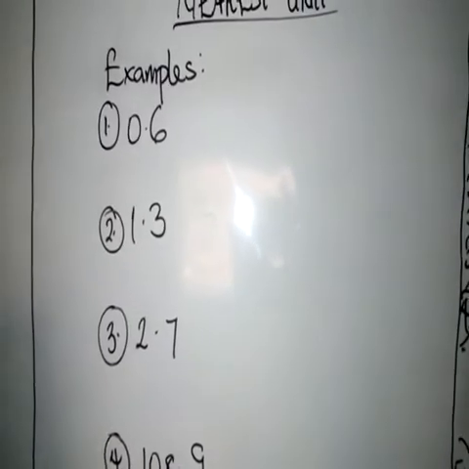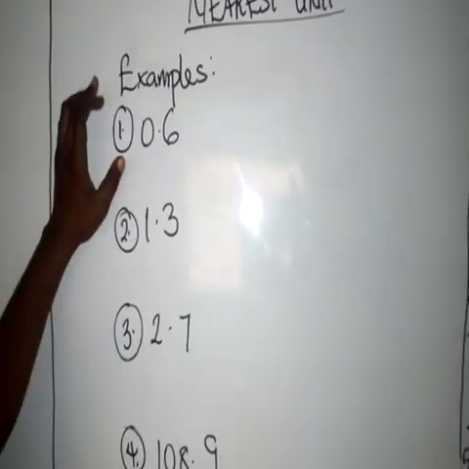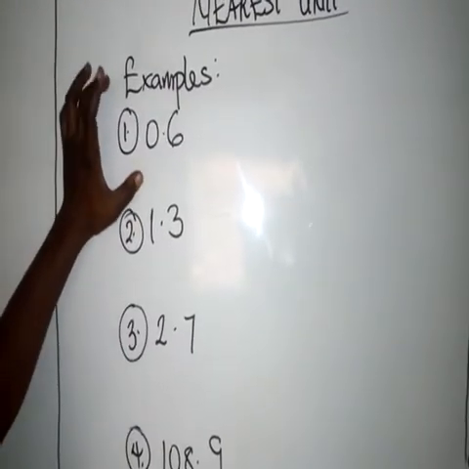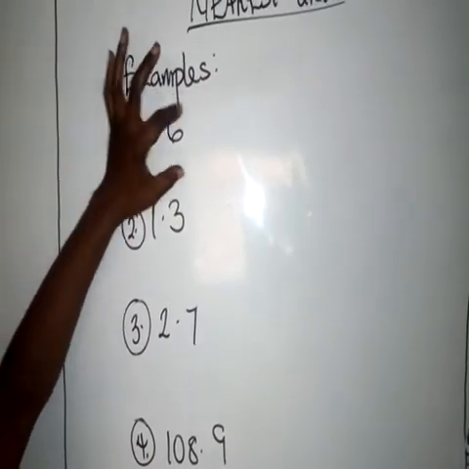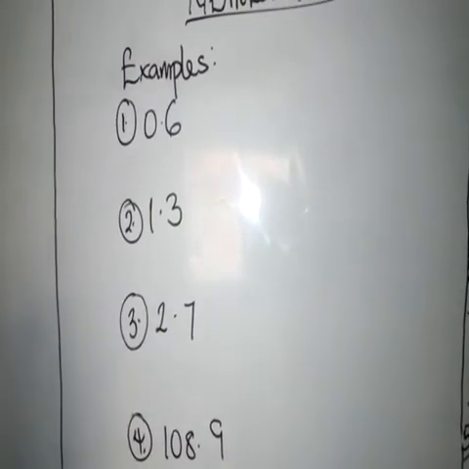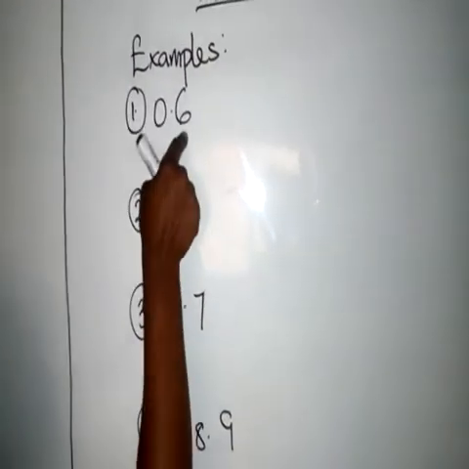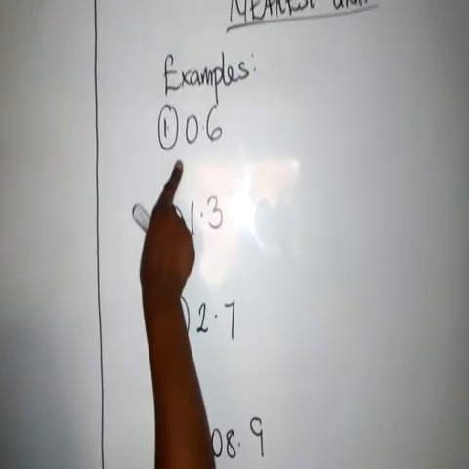Now, number one, I would want for us to round off 0.6. Please, this is not dot, it is not full stop, it is point. 0.6 to whole number. That means we're bringing every number here down to this whole number.